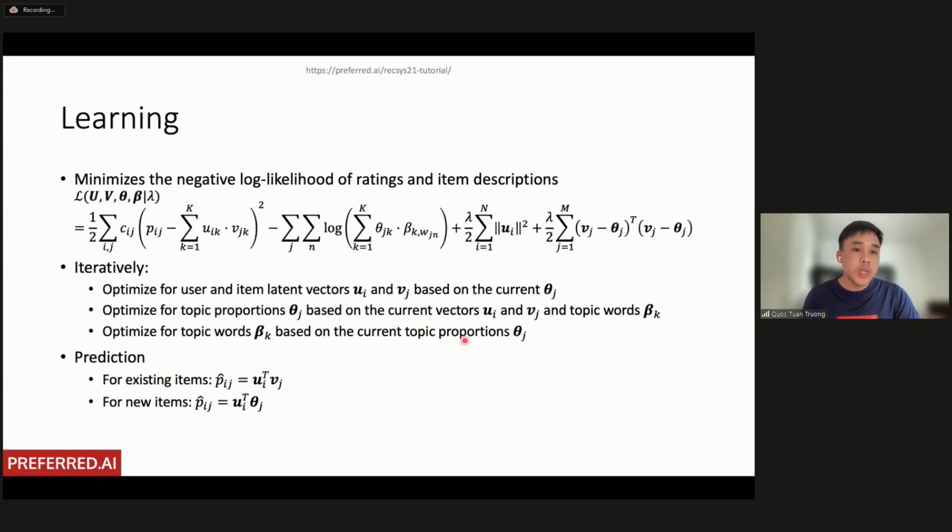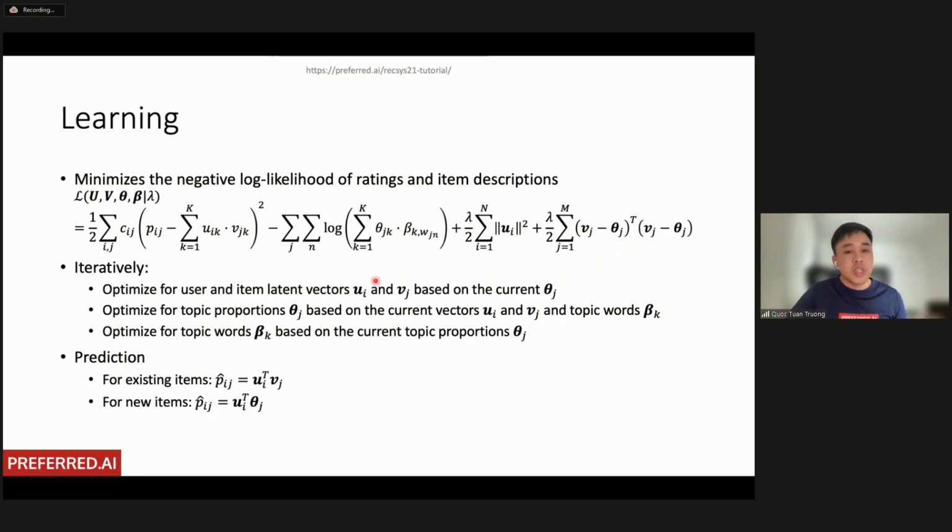And so this is the learning objective of CTR. Similarly, the first term in the objective is the loss function, trying to minimize the estimation error of the adoption, or you can think of it as a rating value. The second term is the negative log likelihood of the topic model. The third term is the regularization of the user latent factors. The last term is to enforce the assumption that the latent vector of the item V shouldn't vary too much from the topic distribution theta of that particular item, learned from its text.